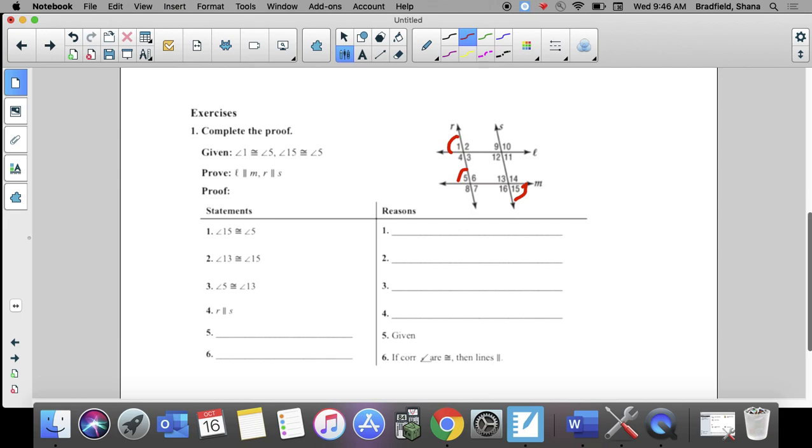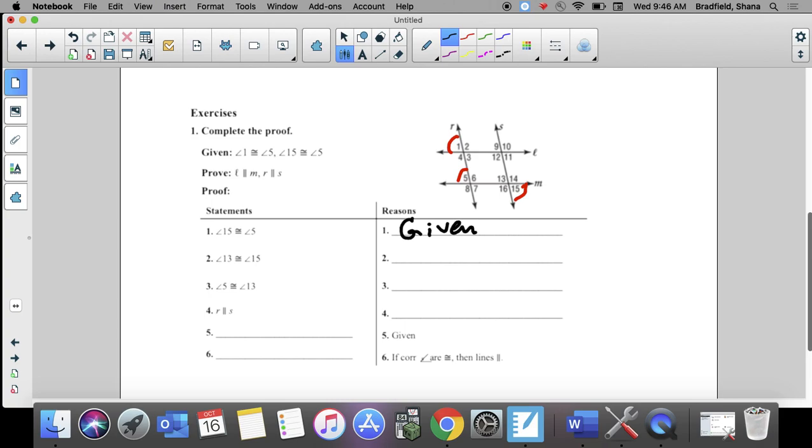Again, we can't use any of the postulates or theorems that start with if two parallel lines are cut by a transversal, because we don't know that they're parallel yet. That's what we're trying to prove, so they have to be converses. We start with angle 15 is congruent to angle 5, that's a given. Then we have angle 13 is congruent to 15.